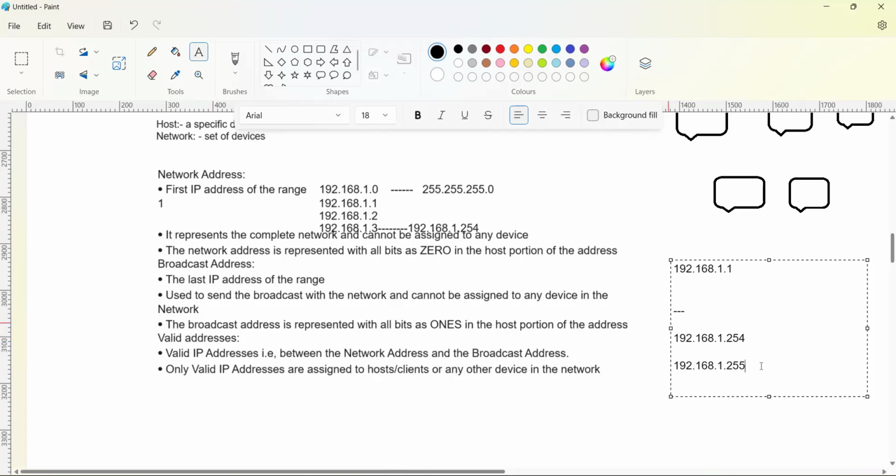It means whichever the host portion is. In class C, we have network bits, network bits and network bits. Apart from that, we have host bits. All the host bits are like 1111. It means this. Got it?